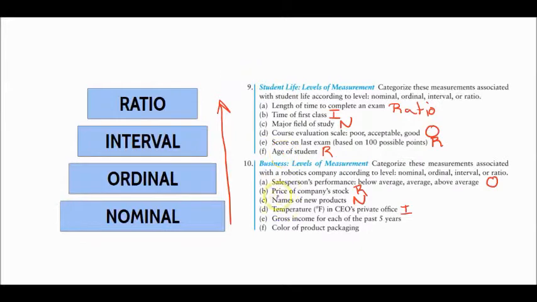E, gross income for each of the past 5 years of this company. So gross income for each of the past 5 years. Income, again, is going to be a ratio because it's money. We can take differences and we can find ratios between values. And color of product packaging. This one is ultimately going to be the nominal level as well because color, you can't really order color per se on a scale. So it's just going to be nominal.